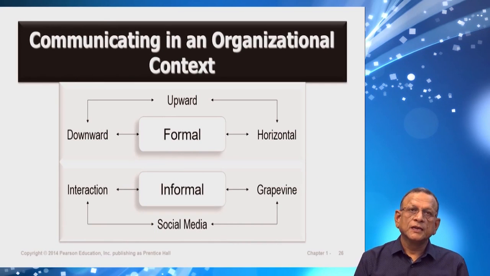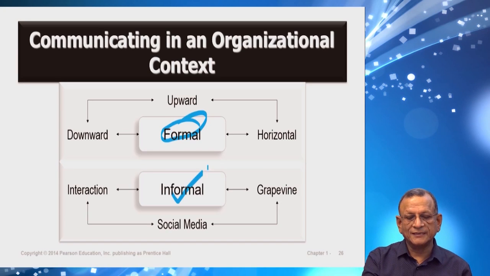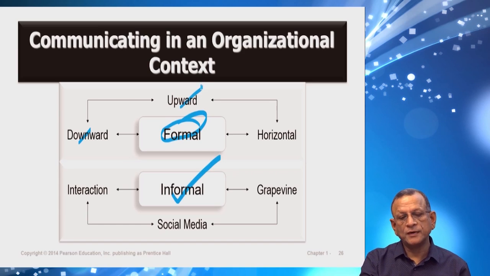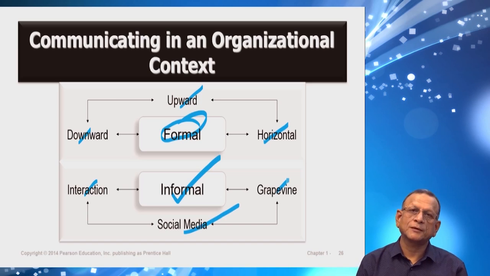This communication in an organizational context may happen in two ways. One is formal and another is informal. This formal may happen downward, upward, and horizontal. And this informal will be interactive, grapevine, social media, etc. Let's understand the formal communication first, and then we'll be able to understand this informal communication too.